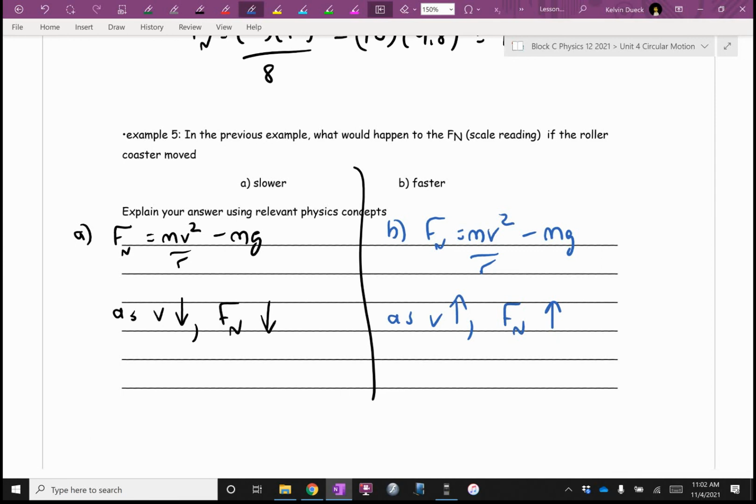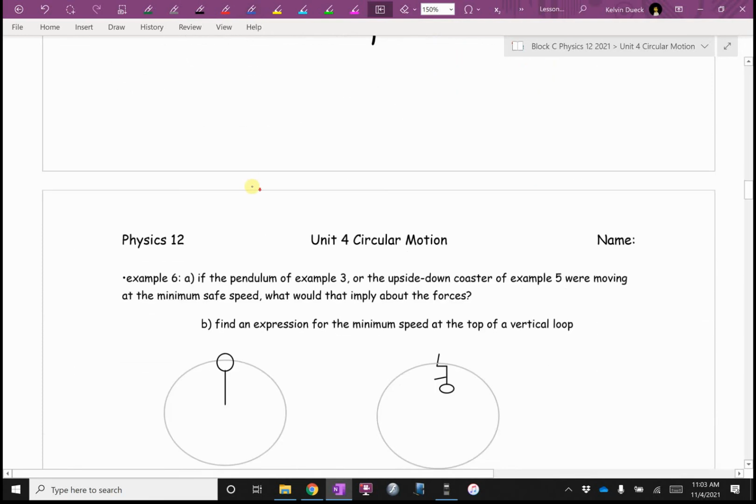What would happen if we slowed down so much that mv squared over r was less than mg? The coaster, if it was the coaster, would come crashing off unless it was locked to the track. You wouldn't make it through. That's a good thought.